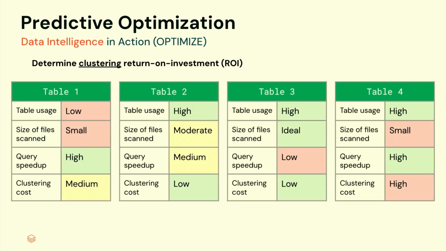Okay, I have a set of four tables here with different access patterns, and I wanted to walk you through what PO does in each of these scenarios and how it determines when optimize is to be run.